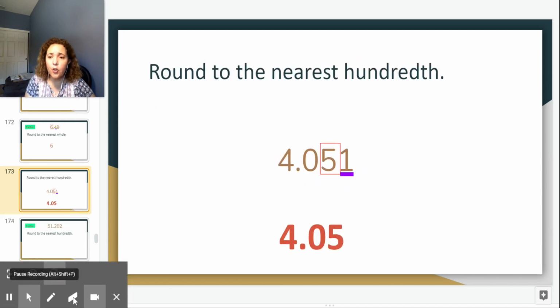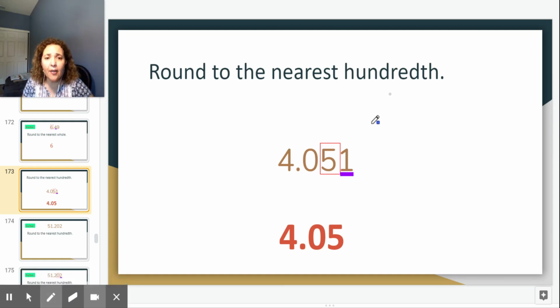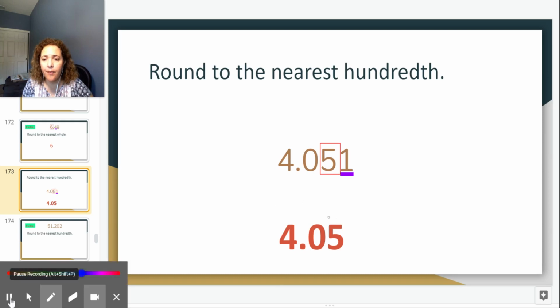Okay, let's look at this one. If we're rounding now to the nearest hundredth, my target is now the hundredth. So I boxed in my hundredth spot. I looked at the 1. The 1 is 0, 1, 2, 3, 4, so that means it stays the same. So my answer is 4 and 5 hundredths.